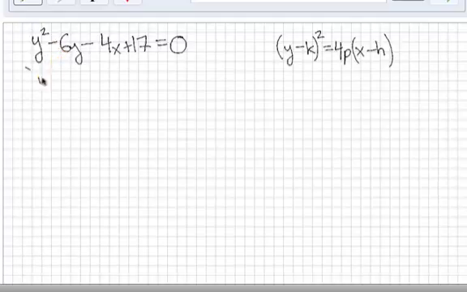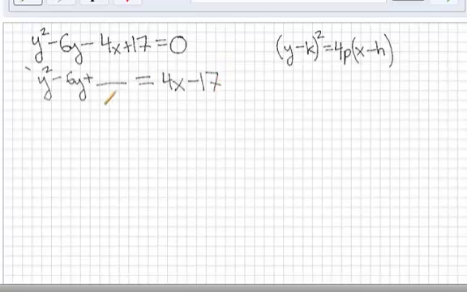So what we're going to do is rewrite the y squared and minus 6y, but we're going to move over the 4x and the 17 to the other side so we can get ready to complete the square. So I'm going to put plus something, so we're getting ready to complete the square there. And then when we move the 4x and the 17 over, they switch signs.